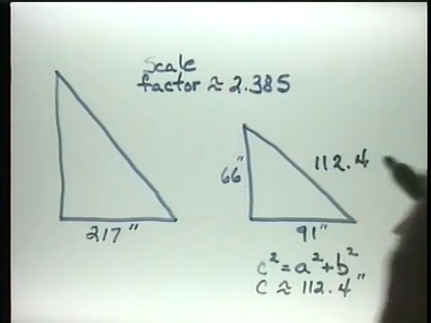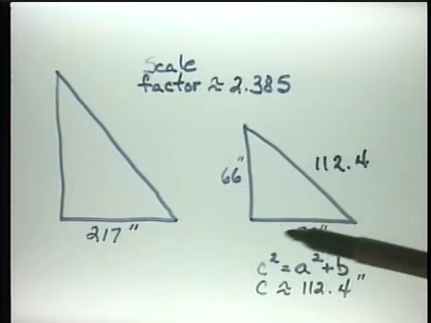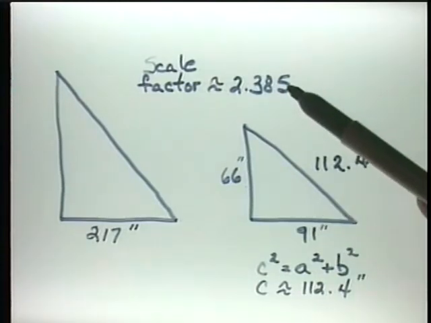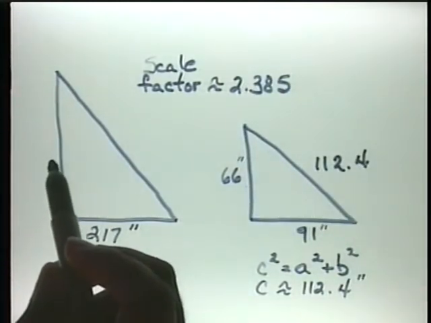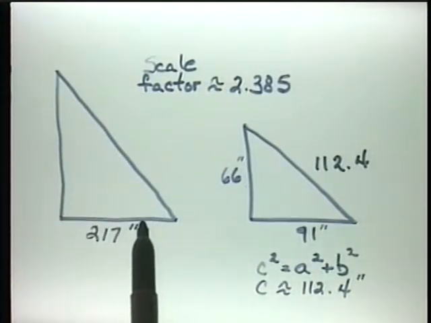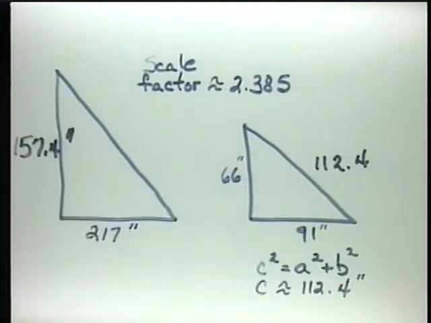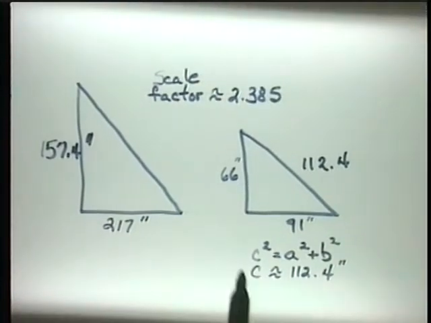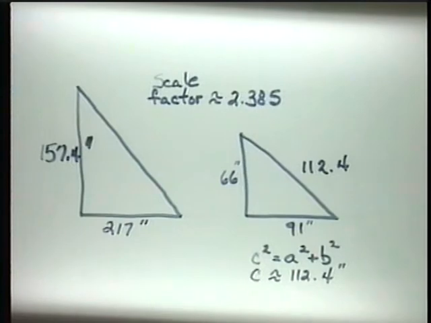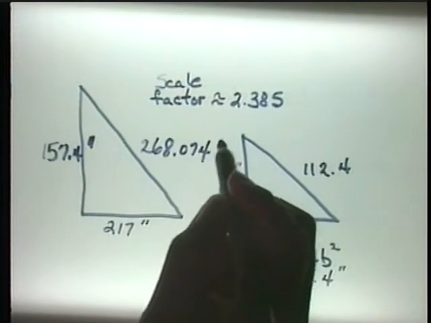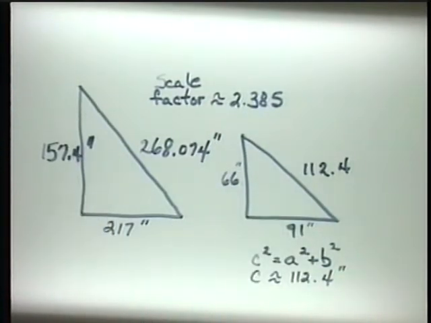Using our scale factor of 2.385 for this particular student that we found previously, if we simply take our measurements, multiply each one by our scale factor, we'll end up with the height of the flagpole and the hypotenuse that triangle made, resulting in 157.4 inches for the height of the flagpole when we multiply 66 times 2.385 and 268.074 inches for the hypotenuse of that right triangle.